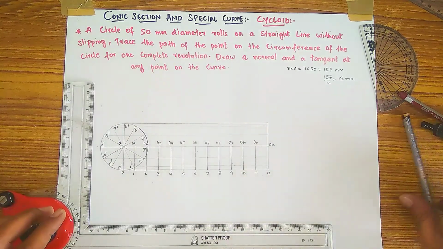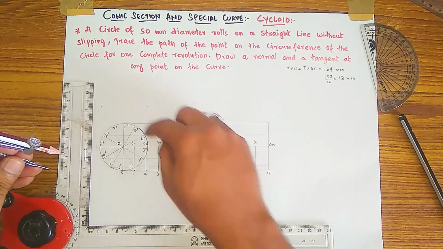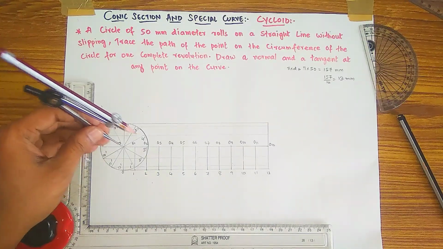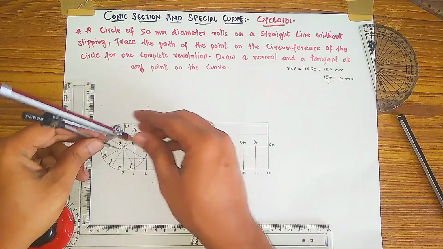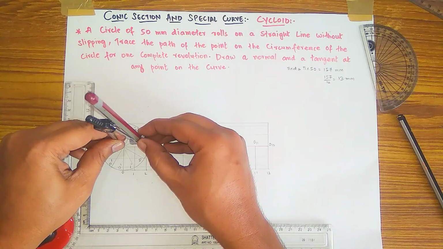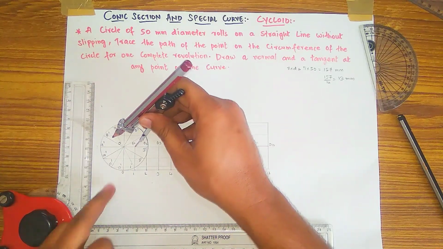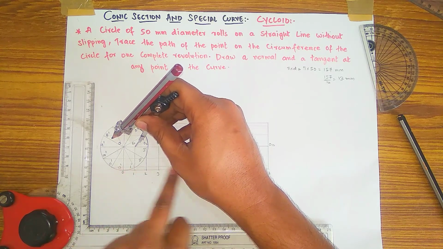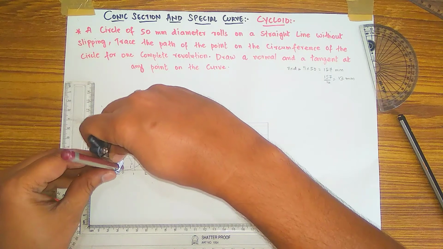Then you have to measure the circle radius. How much is it? The total diameter of the circle is 50. So take it as half, which means you have to measure the radius on the divider. Then, keeping on O1, this is the 1 dash line. These are the parallel lines you have drawn now. On that you have to put an arc.